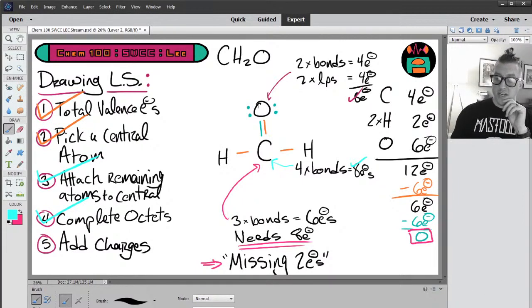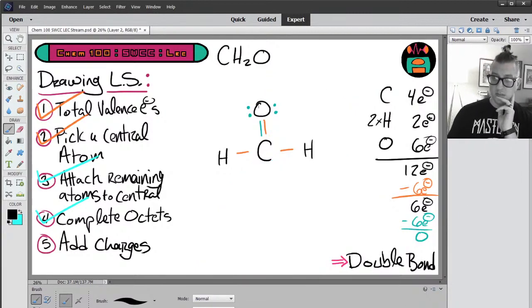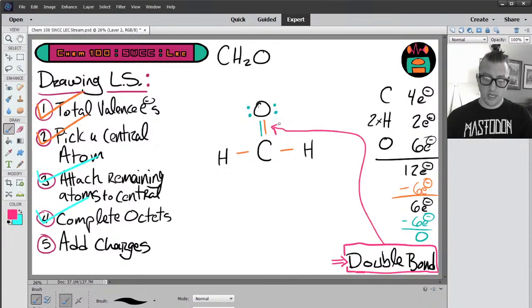All right. Whenever you run into this problem where you're missing 2 electrons, quote unquote missing 2, the way you solve this problem is make a double bond. And if you're wondering what is a double bond, it's that thing right there. It's 2 covalent bonds between 2 nuclei for a total of 4 electrons shared. All right?